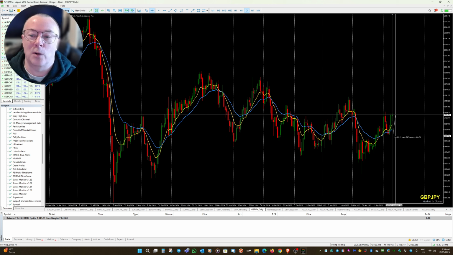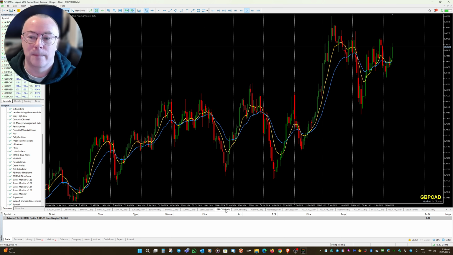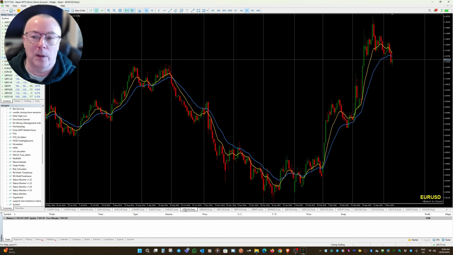We have a 300 pip stop loss on that one, so that's maybe 4 trades we could take. This one's a little bit sketchy, and nothing for here. We've got now this one, the Euro USD, this could be a pullback or it could be a change in direction.